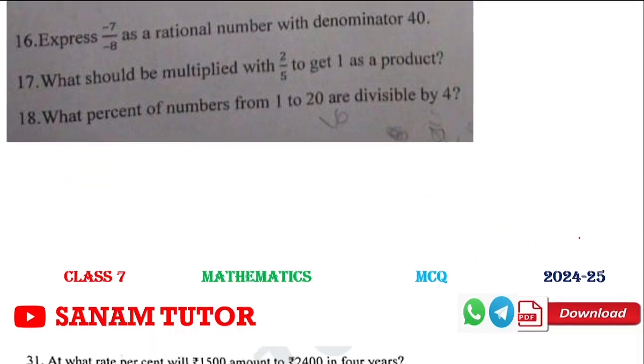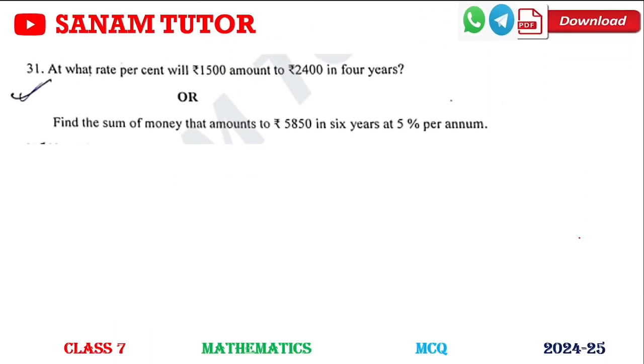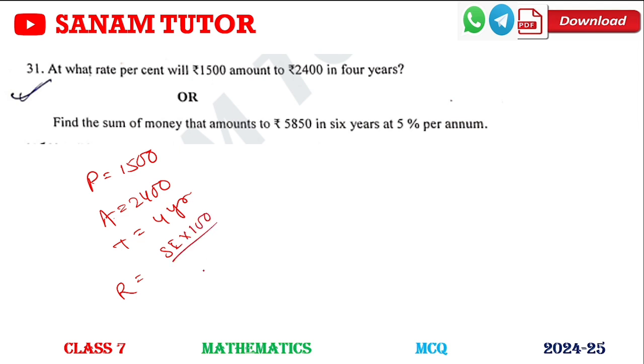Next question: at what rate percent will 1500 amount to 2400 in 4 years? So the principal is given, that is 1500, the amount is given, 2400, and the time is given, that is 4 years. Find the rate of interest. The rate of interest formula is SI into 100 divided by P into T. So tell me what is SI. SI means A minus P.